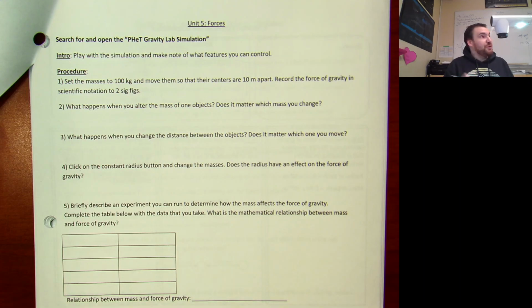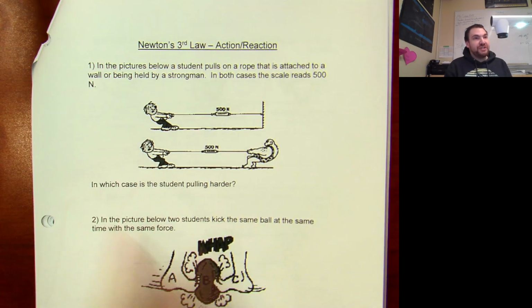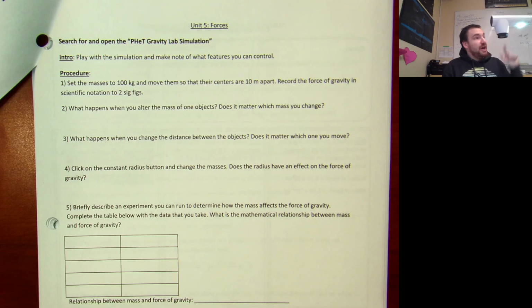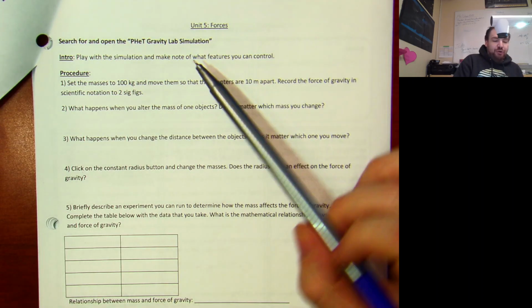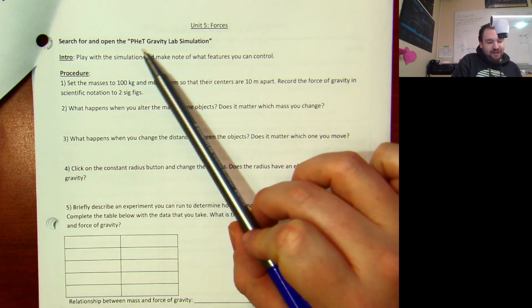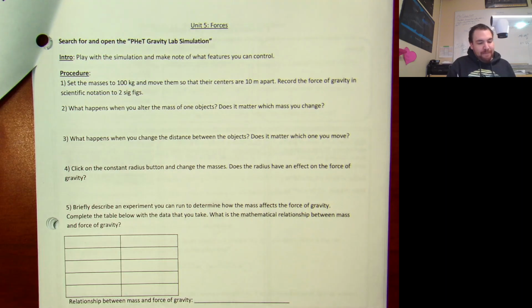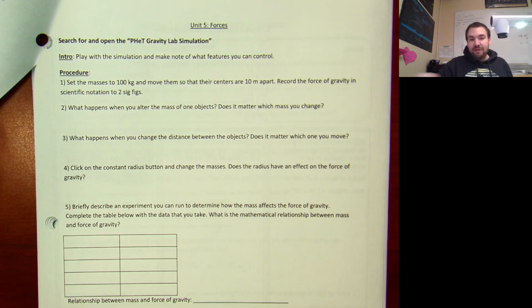Okay, so that's what you're doing the rest of class. Take a look at these 4 questions, reason them through, and then when you're done, grab a computer. I want you to head to Google. You're going to Google PhET Gravity Lab Simulation. It will be fairly straightforward to find, and then you're going to go through it, play with some gravity, and then we're going to learn about gravity tomorrow.